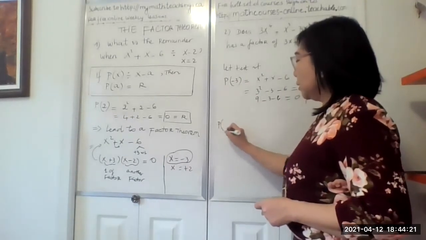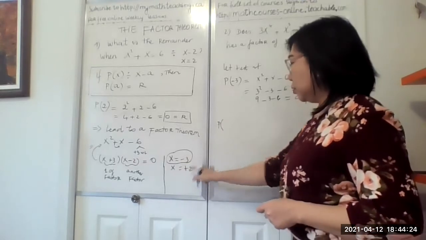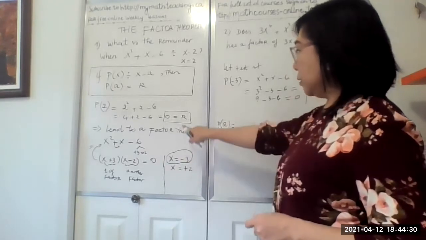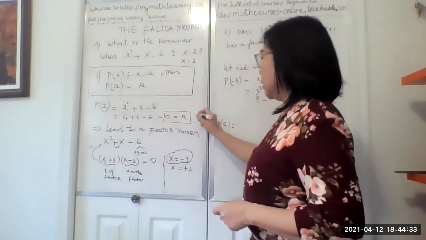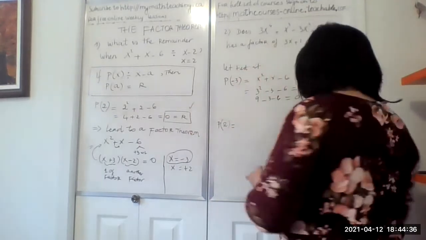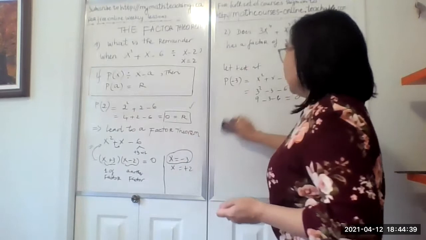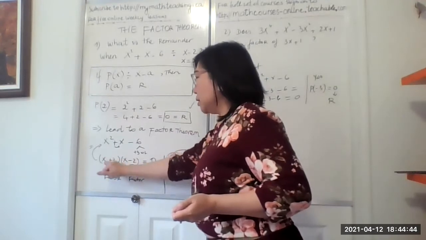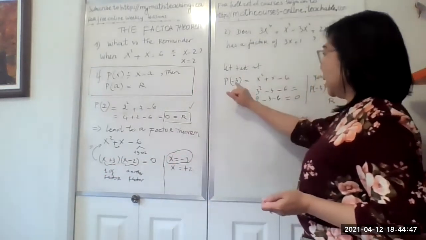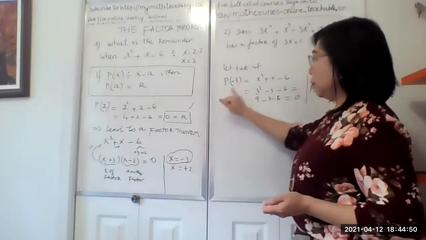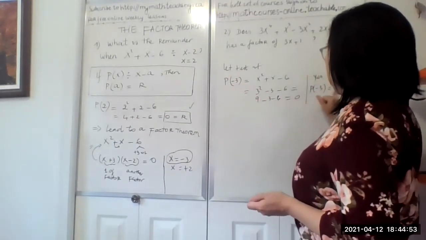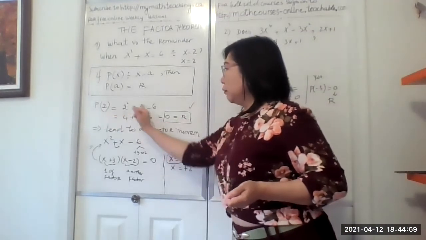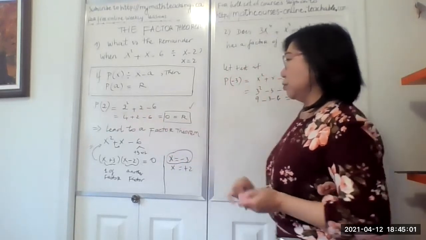Now let's test the other one. P, if x equals 2, P of 2 will be equal. And actually, I think for 2, we did it here already. So we don't have to do it here anymore. So obviously, you can see that if x equals minus 3, we put it in here, we get the remainder equals 0. And if x equals 2, we put it back in here, and we figured out our remainder also equals 0.